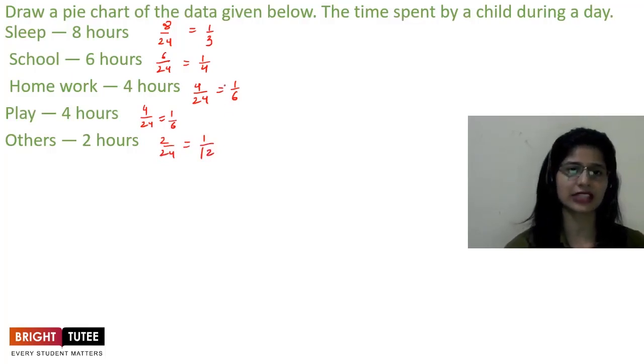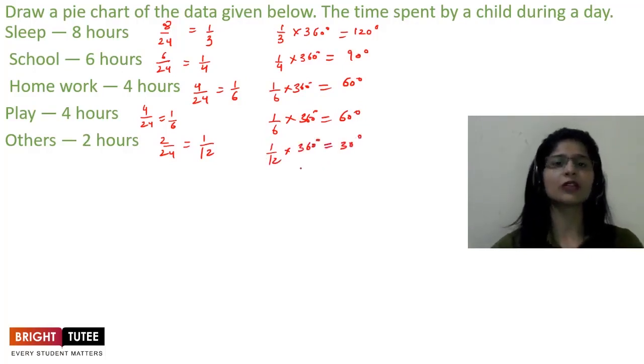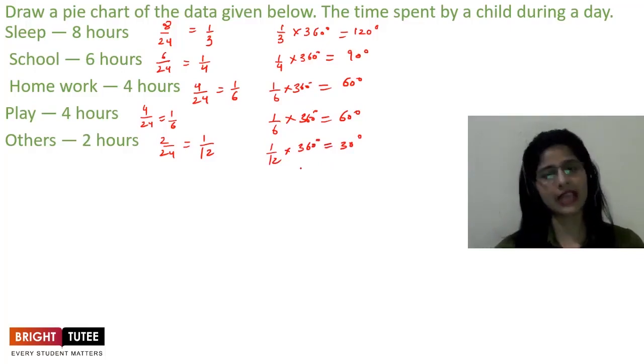So these are the fractions that we have got, and now we calculate the corresponding angles. First, 1 upon 3 of 360 degrees comes out as 120 degrees. Then 1 upon 4 of 360 degrees is 90 degrees. Then 1 upon 6 of 360 degrees is 60 degrees. Then again 1 upon 6 of 360 degrees is 60 degrees, and the last one, 1 upon 12 of 360 degrees, comes out to be 30 degrees. So we have found the fractions and the corresponding angles too.